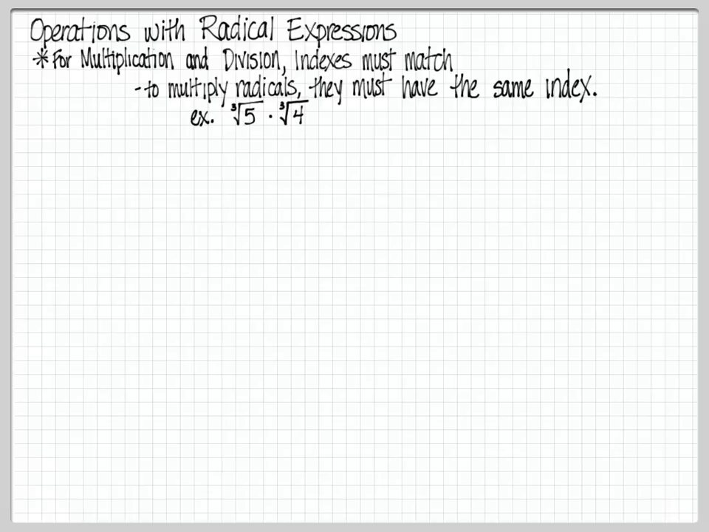So here we've got two cube roots. We've got the cube root of 5 times the cube root of 4. Since they have the same index, I can write them under the same radical symbol. And I have the cube root of 5 times 4, which is the cube root of 20.